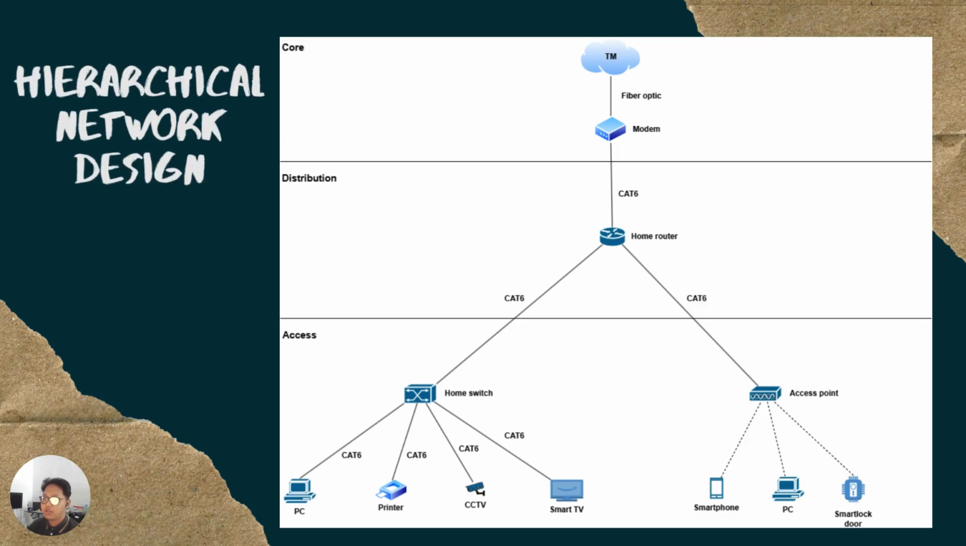Next is the hierarchical network design. On the core layer, there are TM, ISP, and also modem. On the distribution layer, there is the home router. And lastly, the access layer has home switch and access point. And they also have a PC, printer, CCTV, smart TV.